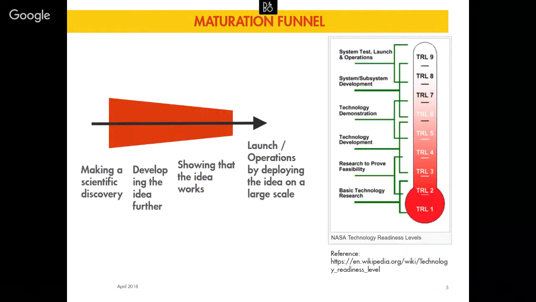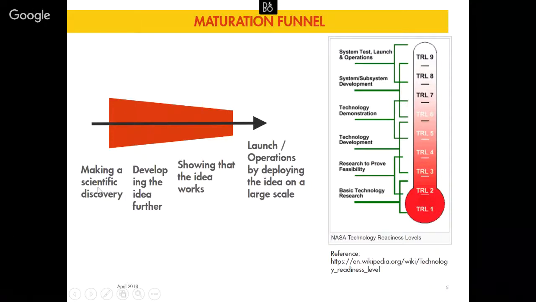Now, let's talk a little bit about the technology maturation funnel and the different life cycles and the terminologies associated with it. So the first step, like I mentioned, is making a scientific discovery. If we take into account all the research work that is done in the world, less than 1% of the research pans out into a commercially viable product or a service. And there's good reason behind it. This brings us to the maturation funnel.